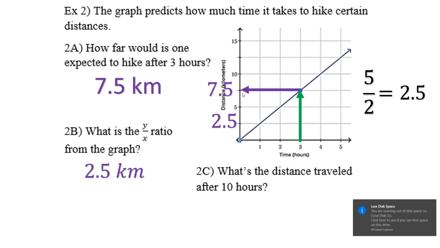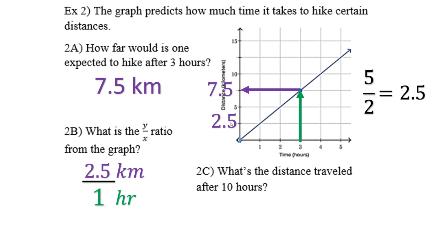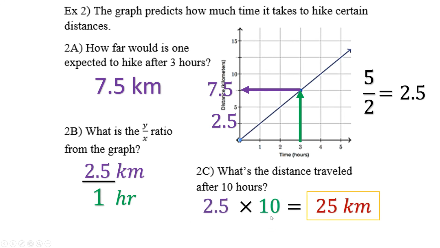Well, we have right here, 1 is equal to 2.5 kilometers. So 2.5 kilometers per 1 hour. Then what's the distance traveled after 10 hours? Well, you could go to 5 hours and double it, or you could take the 2.5 kilometers, which is equal to 1 hour, and multiply by 10, and we'll get 25 kilometers.